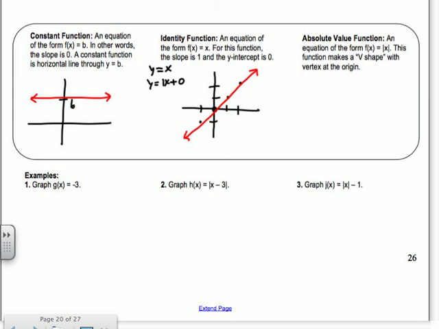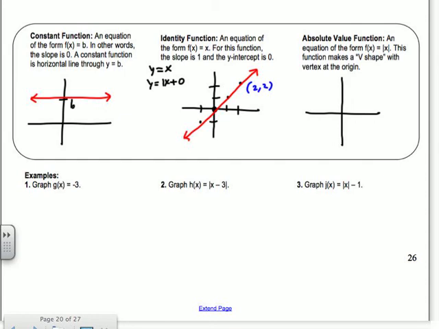Now we call it the identity function because for each point, the x value looks like the y value. 2, 2, 1, 1, 0, 0, negative 1, negative 1. Make sense? Pi, pi. So y equals negative x would have a slope of negative 1. It would be going downwards. What if it's a vertical line? If it's a vertical line, then it's not a function, right? Tricky. Then it's x equals.